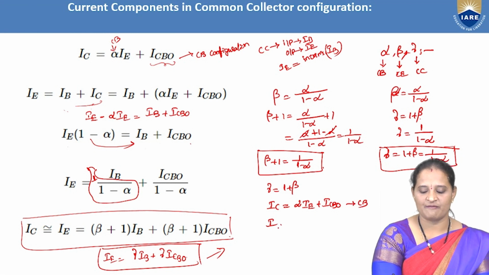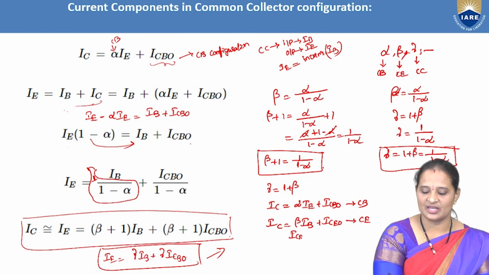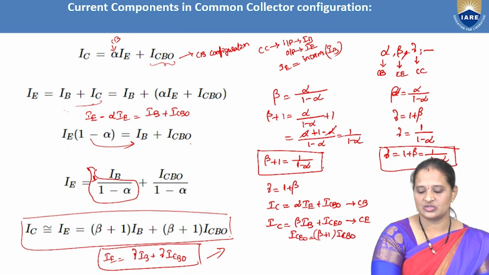And we can also have IC equals beta into IB plus ICE naught. ICE naught, this is for common emitter configuration, where ICE naught equals (beta plus 1) into ICB naught. This we have to remember. These two are for common emitter configuration.